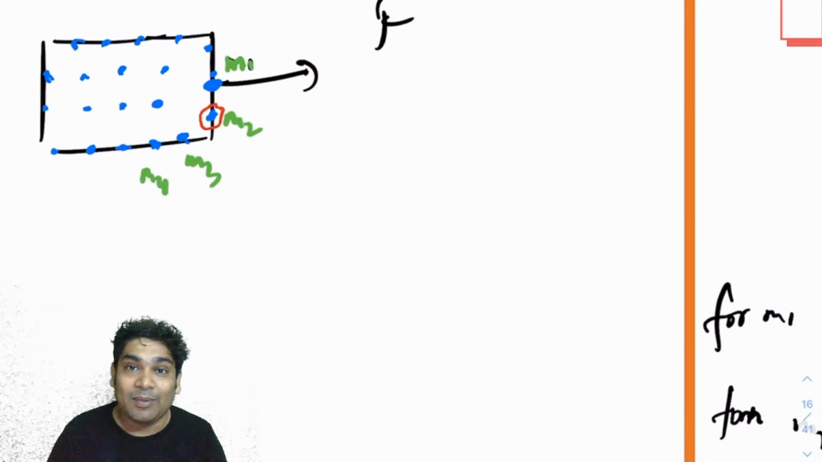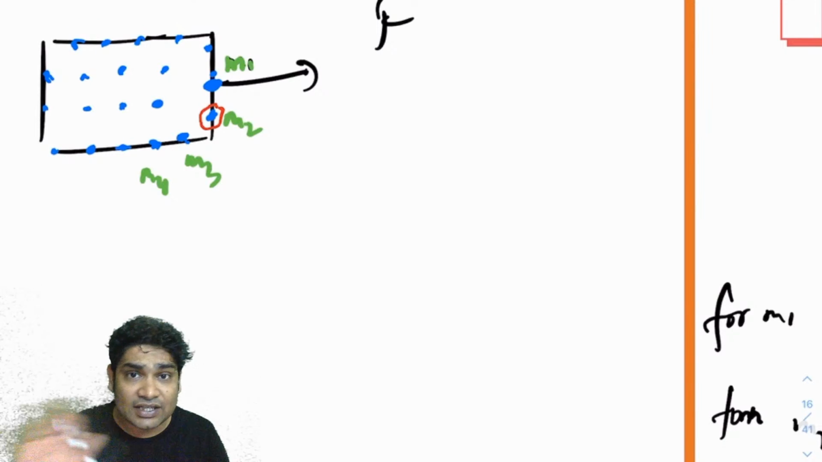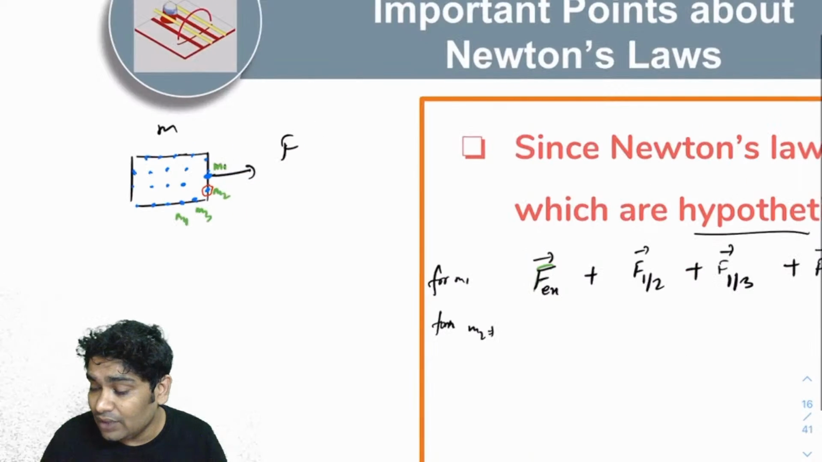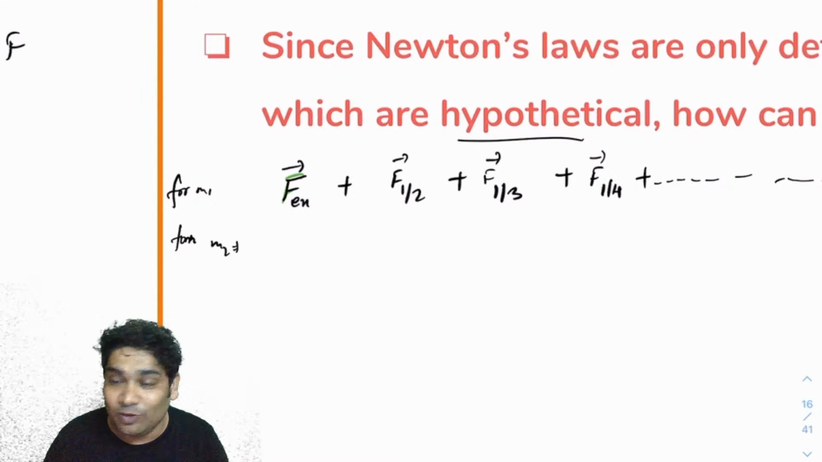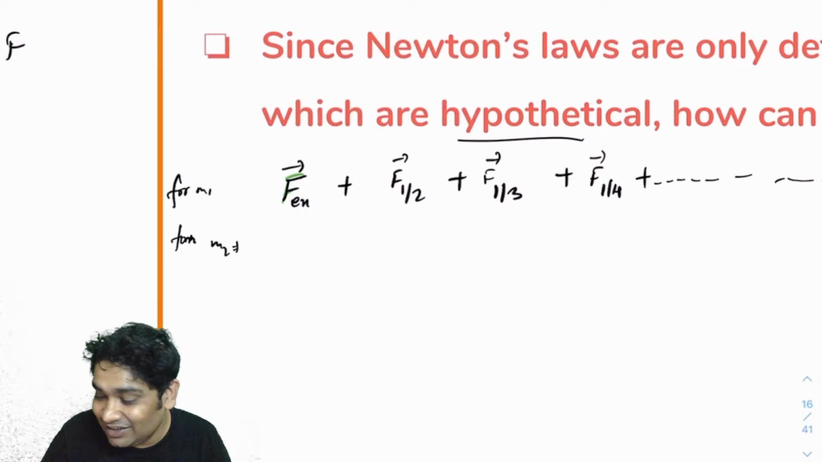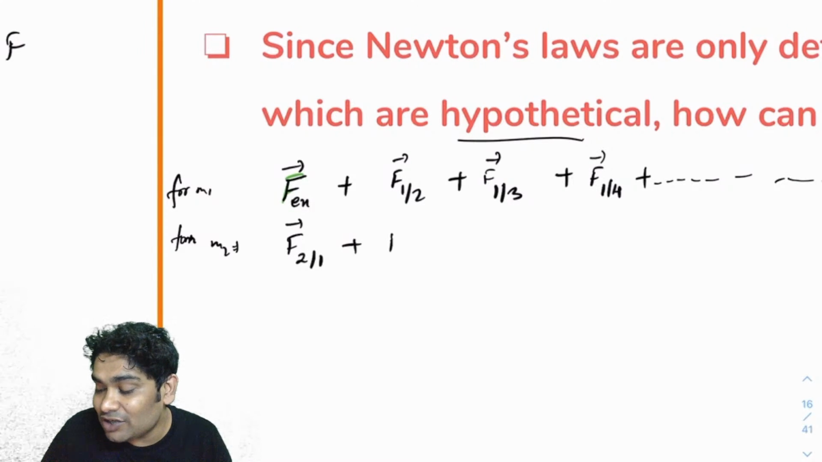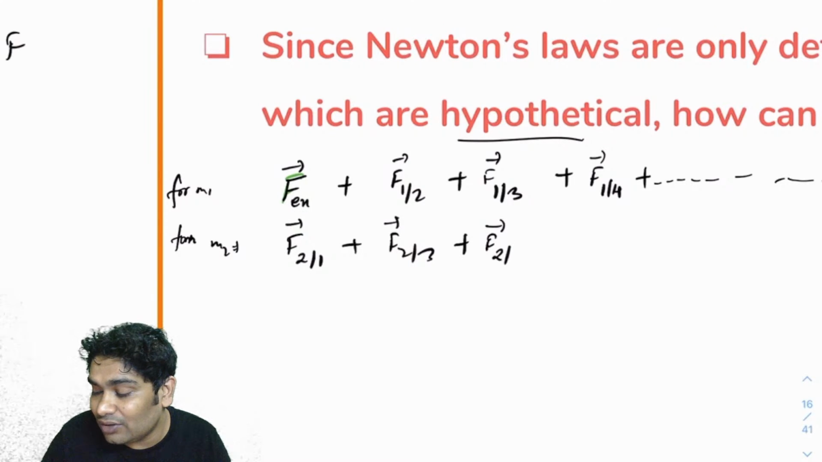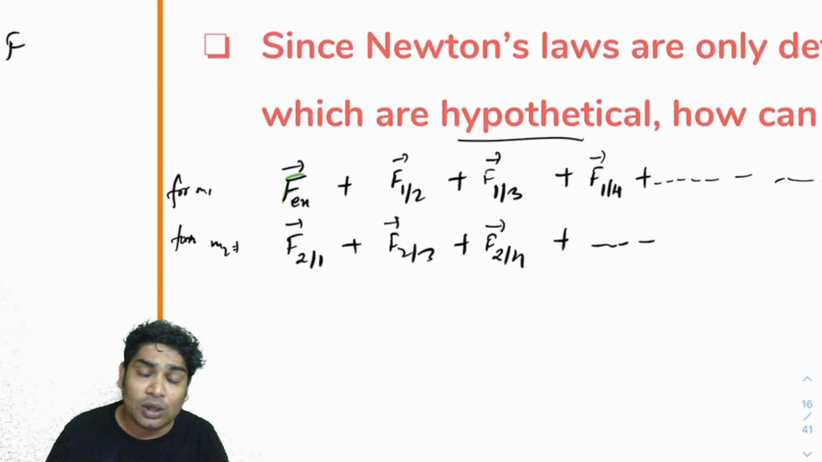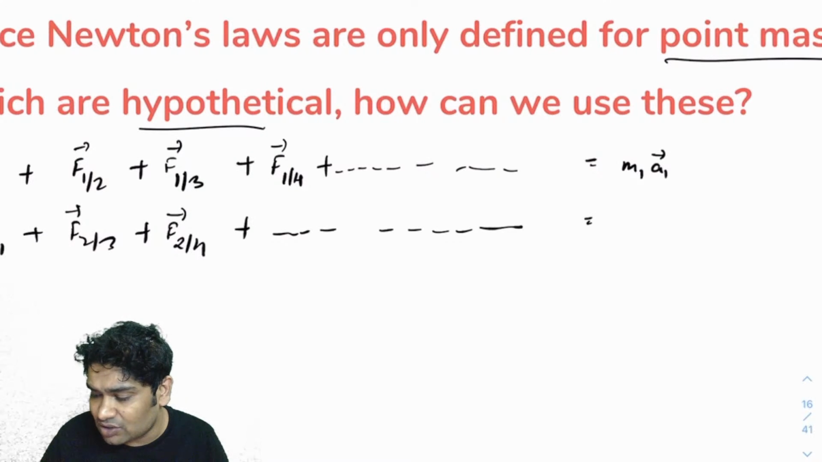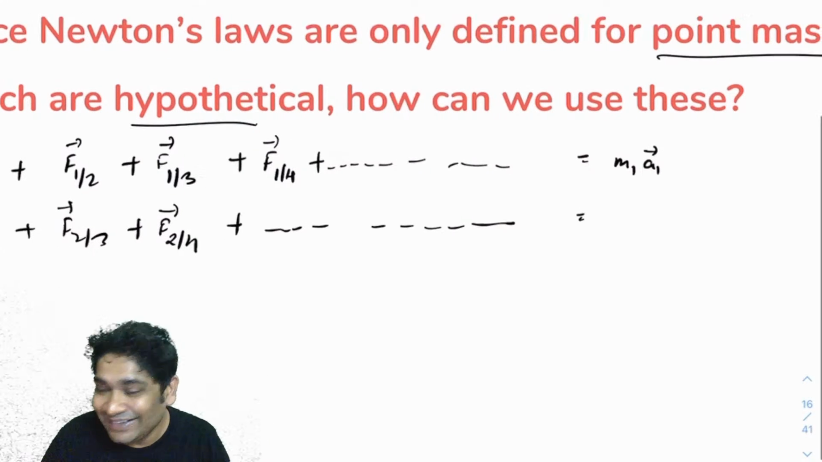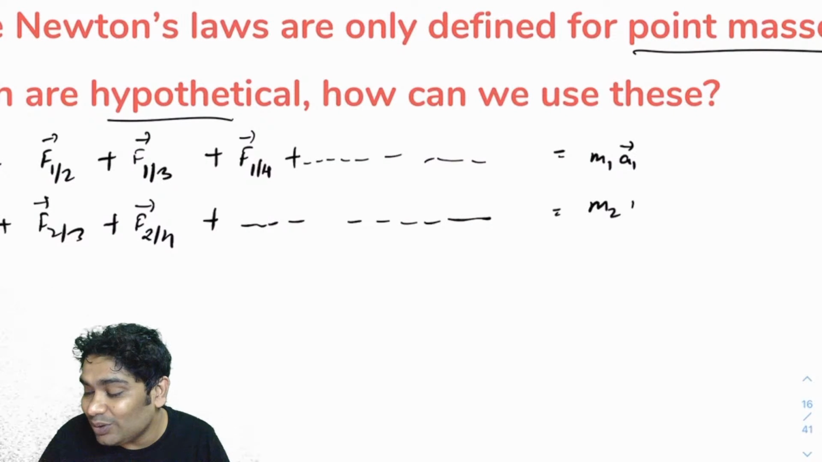It is not being acted on by any external force. The only force it can feel is due to the neighboring masses. Even if some neighboring mass is not applying a force, the value will come out to be 0, so you don't have to bother. So this would be force on 2 due to 1 plus force on 2 due to 3 plus force on 2 due to 4 and so on. I will write all the forces on M2 due to all these infinite point masses, an infinitely long equation, and I can equate this to M2A2.